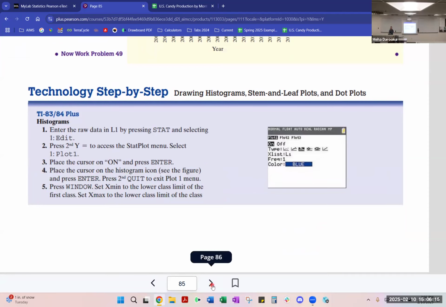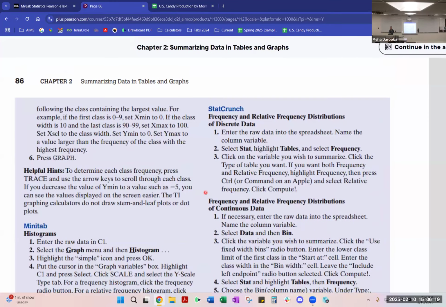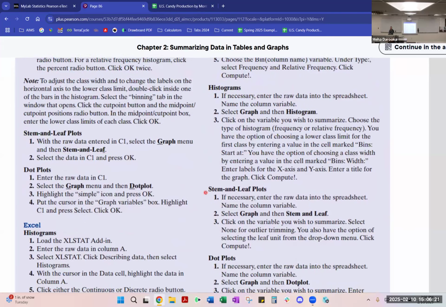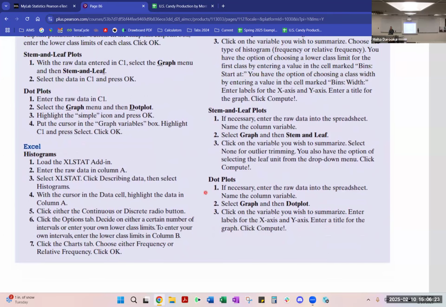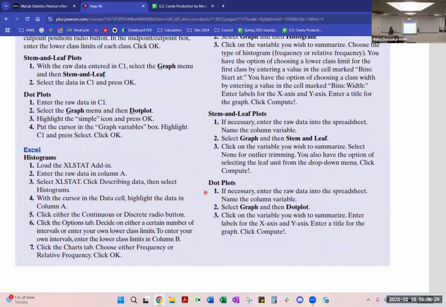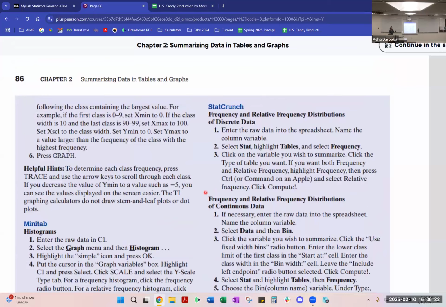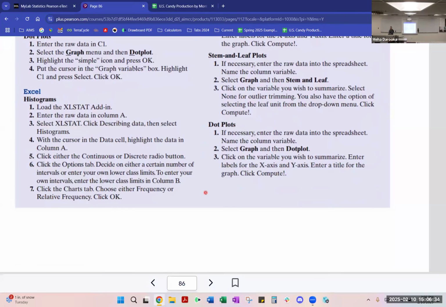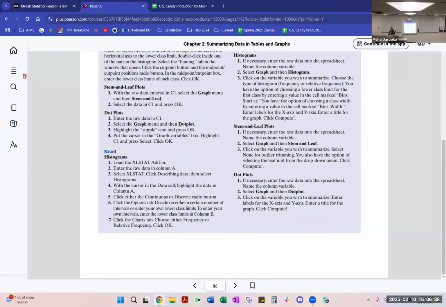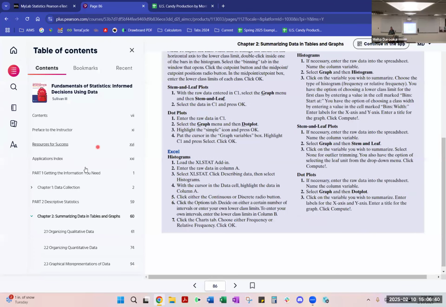Again, guys, as I've always shown you, you have these technology steps here. If you wanted to try graphing some of these using Excel, we're not using StatCrunch till chapter 9, but if you just wanted to play around to see how you could do some of those graphs, you've got the instructions in here. All righty, so this was the last part of section 2.2 that we needed to talk about.